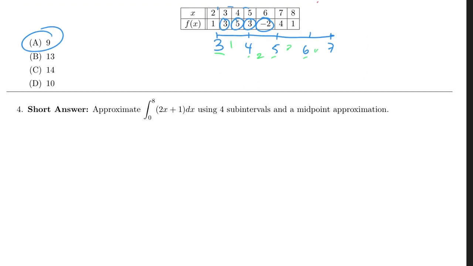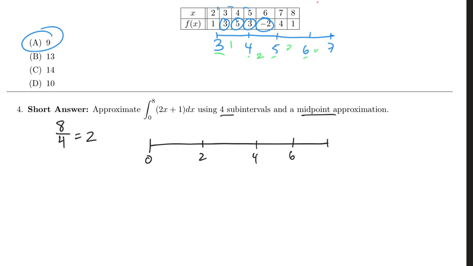And for our short answer, we want to approximate this integral using 4 subintervals and a midpoint approximation. So again, first thing, how wide are our intervals? We're covering a distance of 8, and we're breaking up into 4 equal pieces, so our intervals are width 2. All right, so we're going to look like this on the number line. We're starting at 0, 2, 4, 6, 8. But for each of these intervals, we're using the midpoint. So the middle of 0 and 2 is 1. Then 3, 5, and 7.